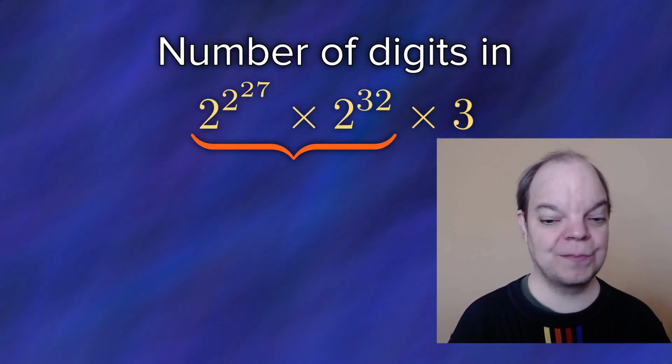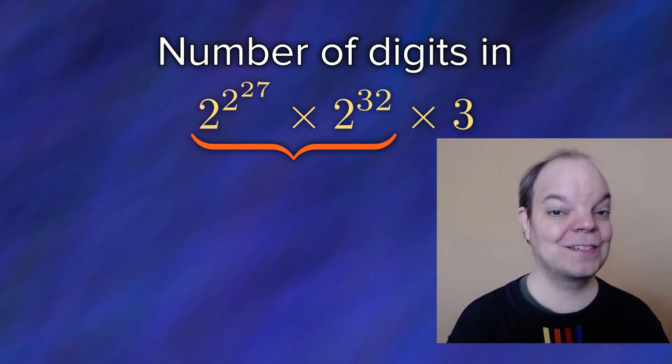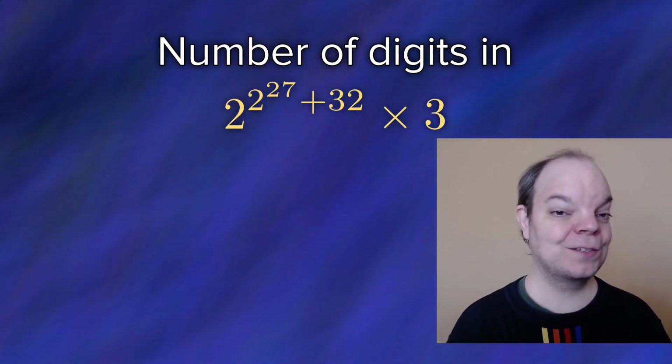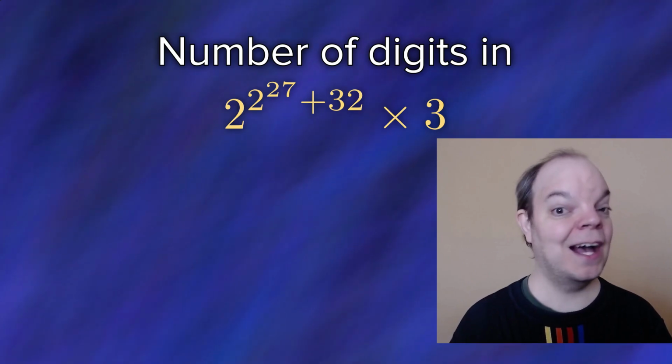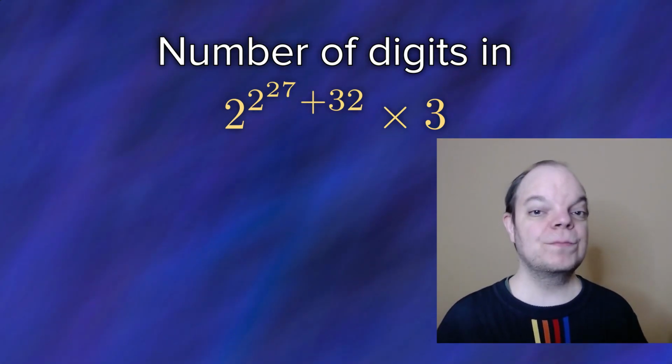Then we can do another simplification, because we've got 2 to the power of something times 2 to the power of something else. We can put that together into a single 2 to the power of, and then just add the exponents. Okay, we've simplified this quite a lot.